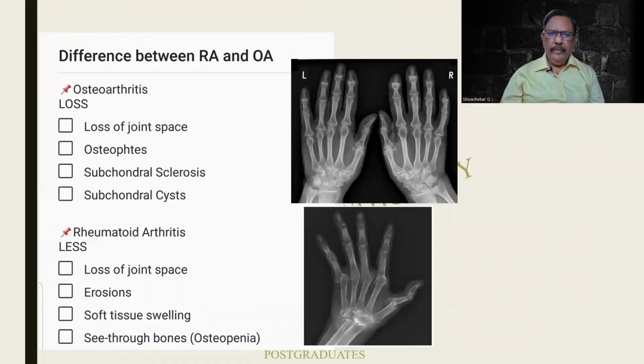Going back to a mnemonic. In osteoarthritis, I find that there is a loss of the joint space, osteophytes, subchondral sclerosis, and subchondral cysts. So look at this region. There are cystic lesions which I could make out. Whereas in rheumatoid arthritis, the wrist is almost destroyed. There can be erosions. There will be swelling of the soft tissue. And the bones develop a severe osteopenia that you can see through them.